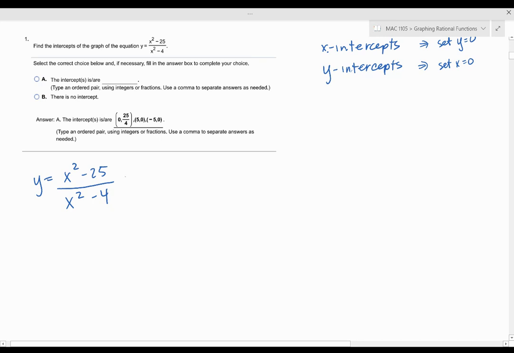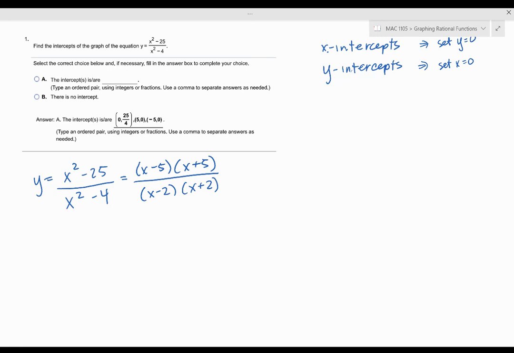So if I'm looking at this numerator here, x squared minus 25, that's difference of 2 squares. So when I go to factor that, I get x minus 5, x plus 5. In the denominator, that's still difference of 2 squares. That's x minus 2, x plus 2, okay? So at this point, I look at my function to see if I have any common factors in the numerator and the denominator. I don't, so this is in lowest terms, so I'm good. So now I can go ahead and find the intercepts.